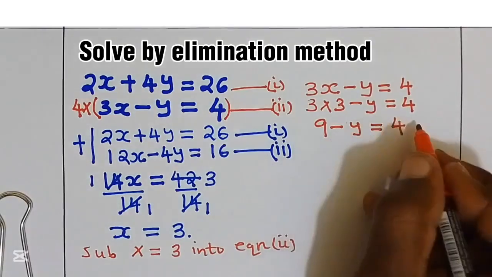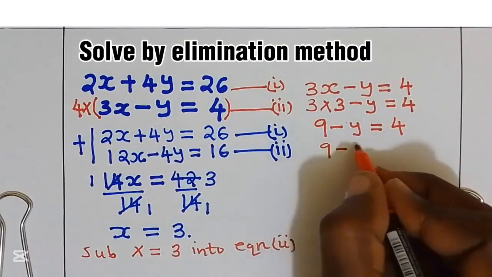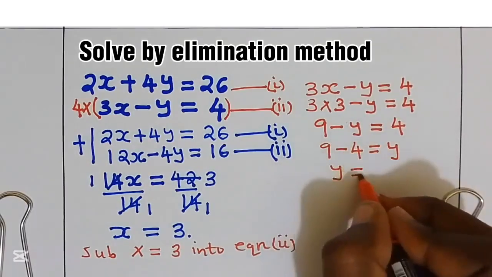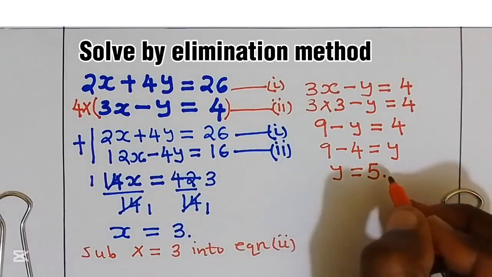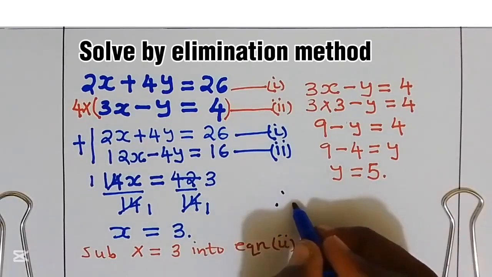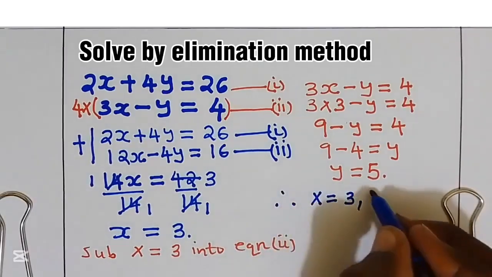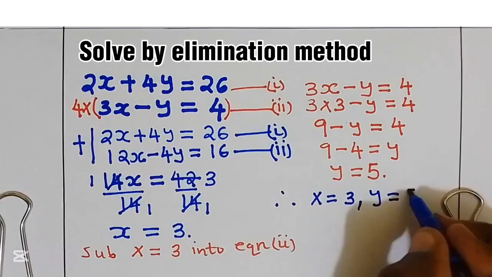Take y to the right side. We have 9 minus 4 is equal to y. Now y is equal to 5. Therefore, our value of x is equal to 3 and value of y is equal to 5.